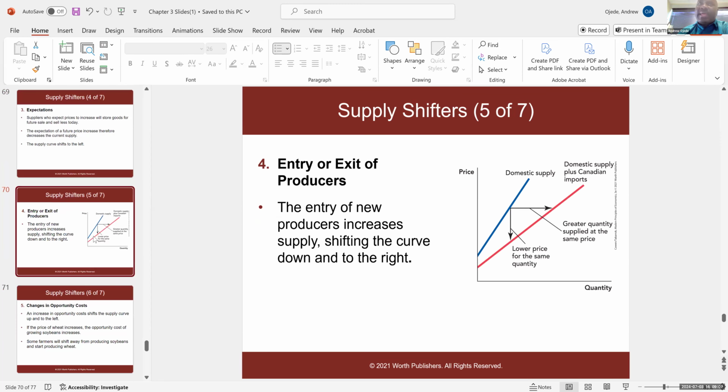And then there's also entry or exit of producers. When new firms enter an industry, this is straightforward, it leads to an increase in supply. I gave you the case of Vietnam. Vietnam was not a major coffee producing country until after the Vietnamese War. Then they started massively increasing global supply of coffee as well. So supply goes up overall when you have many producers instead of fewer producers in the market.